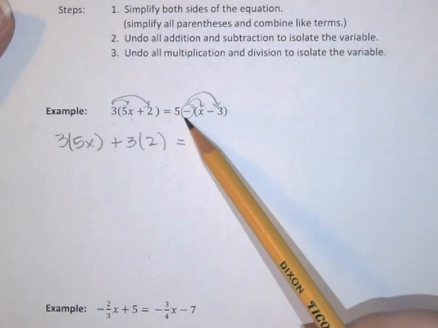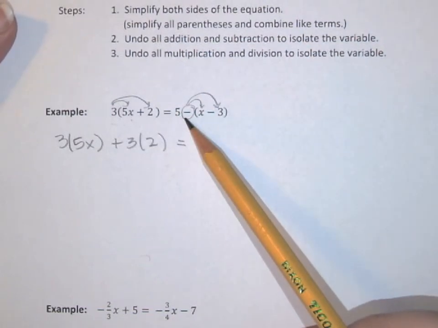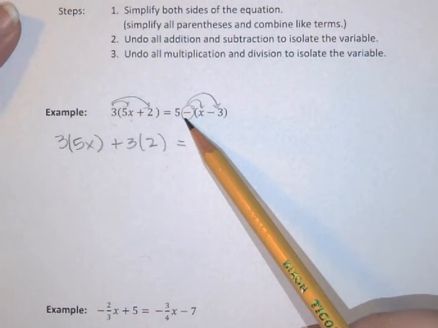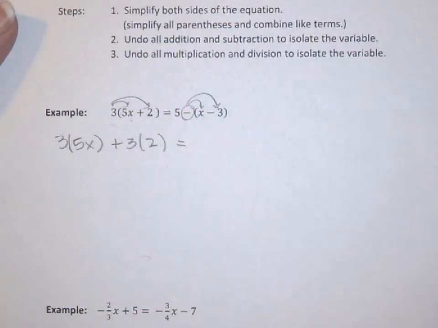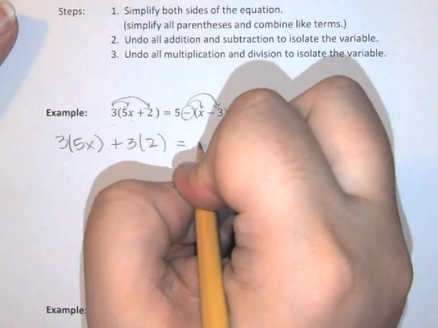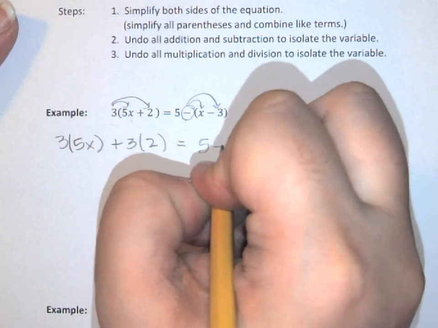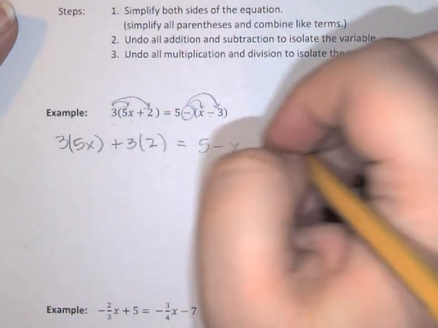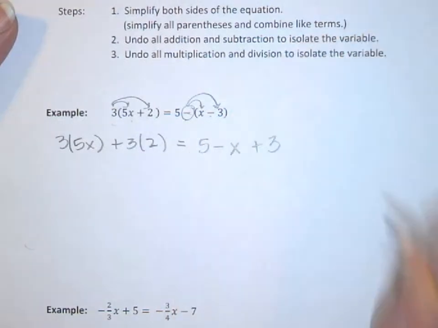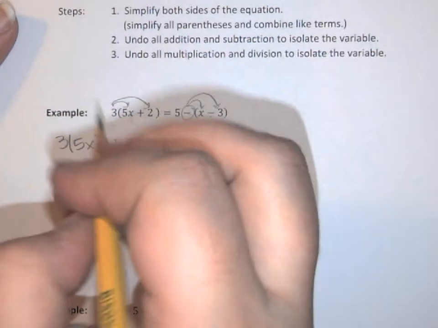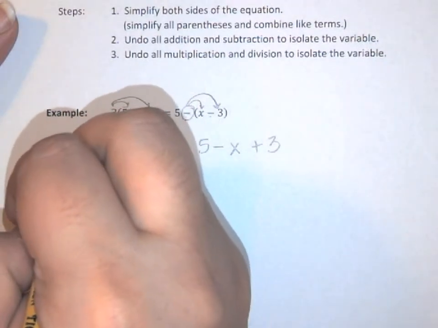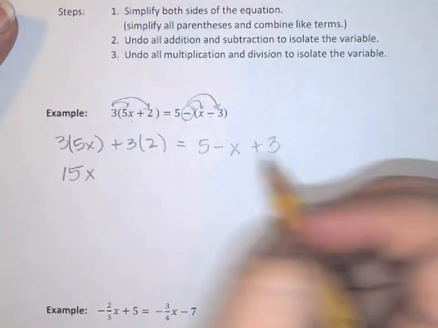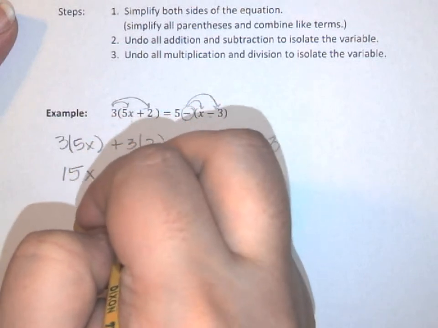Remember, any negative that you see is essentially the same as having -1. So you would multiply that negative through. So here, this would end up being 5 minus x. And then negative and negative is positive, so this becomes plus 3. Back on the left-hand side, we need to finish the multiplication. 3 times 5 is going to give you 15x. 3 times 2 gives you plus 6.